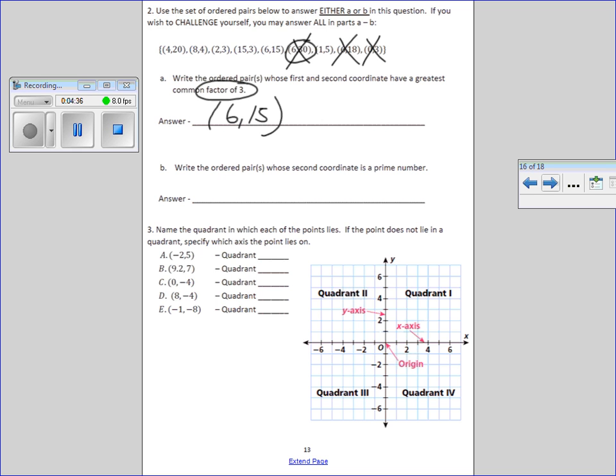Let's do it this way. What about 4 and 20? Cross it out. GCF of 4 and 20 happens to be 4. No good. What about 8, 4? What's the GCF of 8 and 4? I'll give you a ticket for that. Correct. Come up and get that. That's not 3. What about 2 and 3? Well, you can't really do it because 2 is prime and 3 is prime. No good.